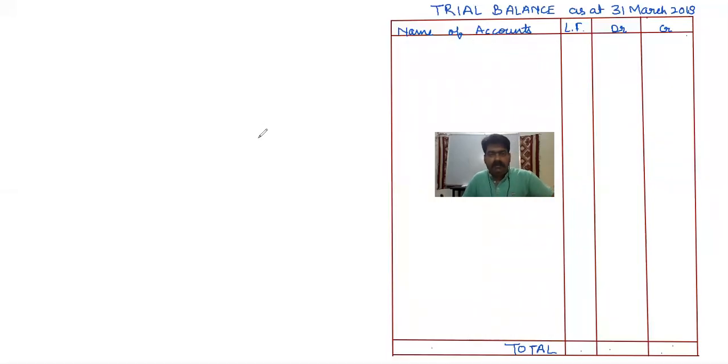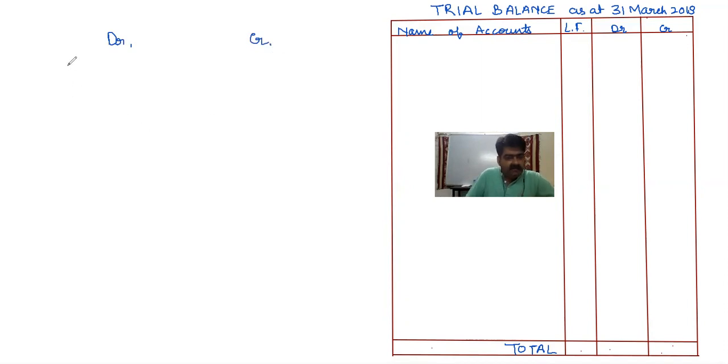Students, so today we will learn how to prepare trial balance with the help of ledger accounts. But before this, I want to tell you a few things regarding trial balance, how to prepare trial balance. See, we are having two sides of trial balance. One is debit side and another one is credit side.